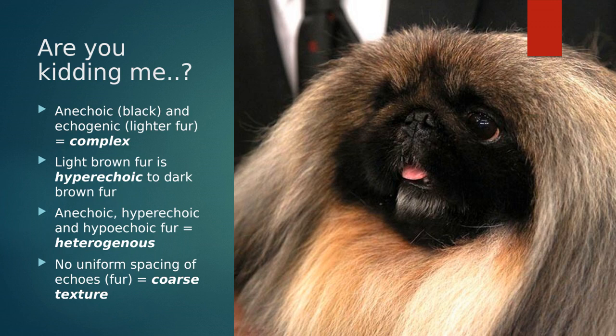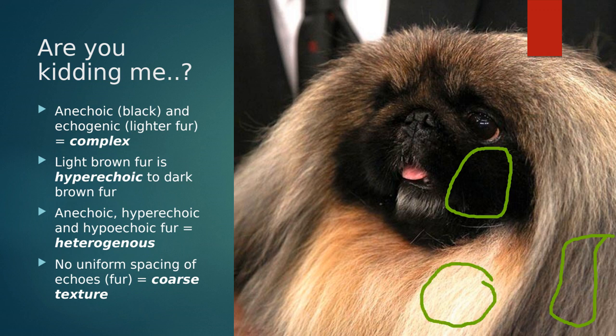And then this little guy here, this looks like some kind of, I don't even know. Some dogs don't even look like dogs in my opinion. But he has black fur and he also has echogenic or lighter fur. So he is also going to be considered complex. His light brown fur is going to be termed hyperechoic to the dark brown fur around his face. He does have anechoic, hyperechoic, and hypoechoic fur. So here is his anechoic fur. Here is his hypoechoic fur, and here's his hyperechoic fur. So he's going to be heterogeneous. His fur is not evenly spaced either, so he is going to have a coarse texture.